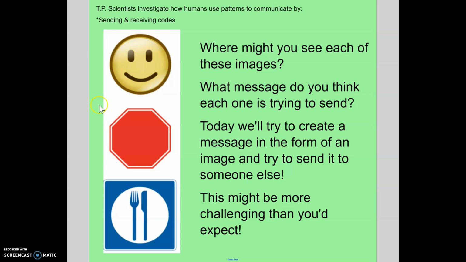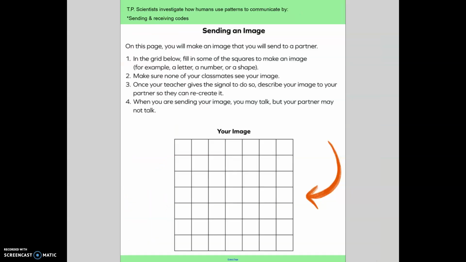So these are all different ways we can communicate. This is a type of code. We see an image and we know what it means. Today we're going to try to create a message in the form of an image, and we're going to try to send it to someone else. This might actually be more challenging than you think.